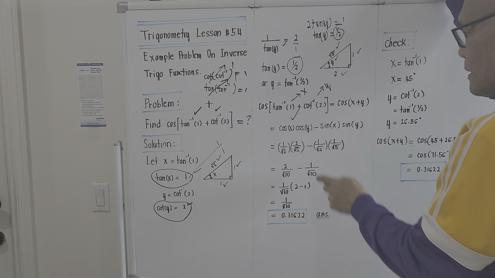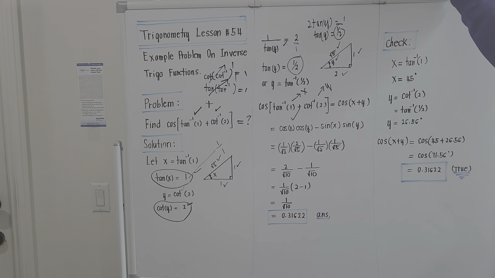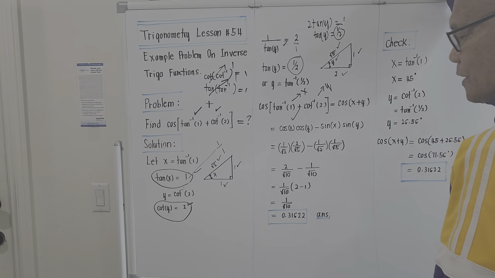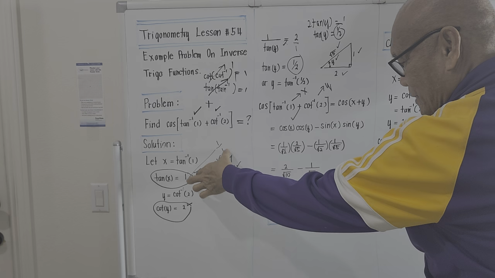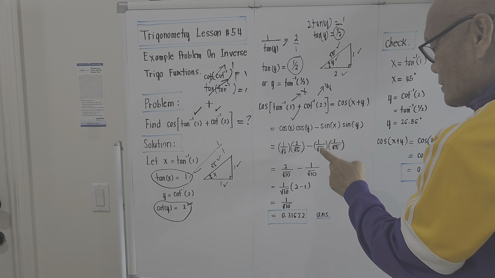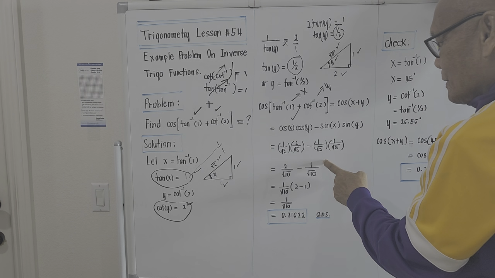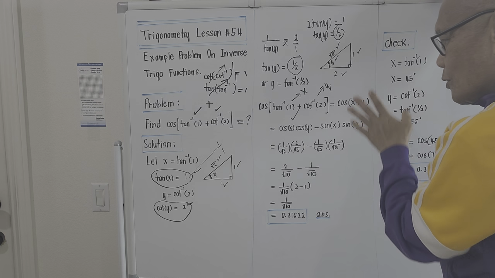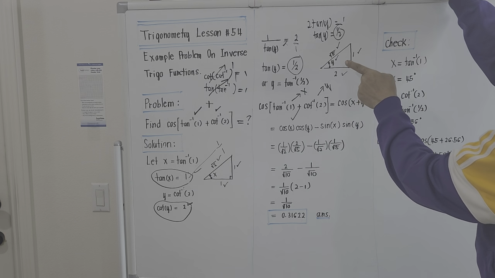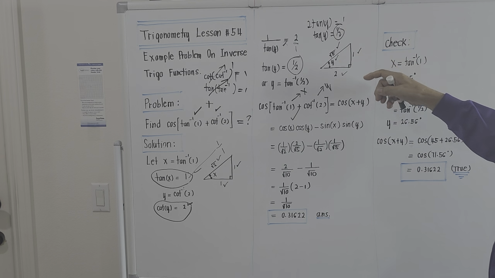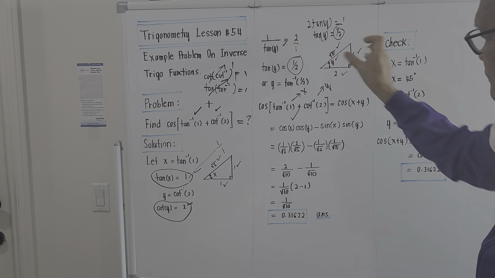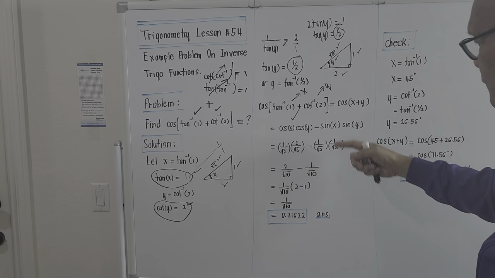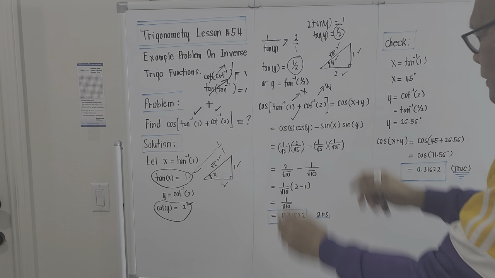Minus sine of x. We go back to the first right triangle. Sine of x will be opposite over hypotenuse, so this is 1 over square root of 2. Times the value of sine of y, we go back to the second right triangle, considering angle y. Sine y will be opposite over hypotenuse, so this is 1 over square root of 5. The operation is multiplication.